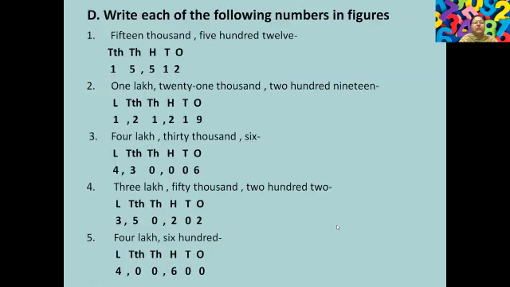Now the last question, this is D question, is write each of the following numbers in figures. In the previous one, you're writing it in words. Now you have to write it in figures. Okay, so this is 15,512. So the most important thing is you have to write down ones, tens, hundreds, 1,000, 10,000.